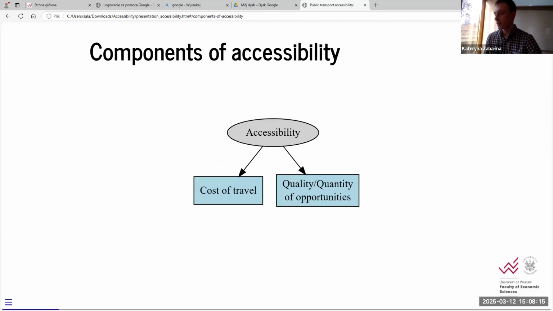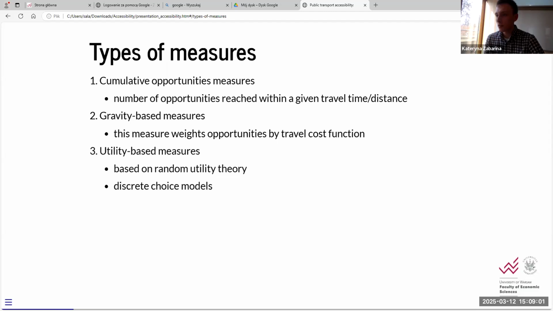So in this definition, we see that accessibility consists of two main components. The first one is cost of travel. So the further our destination is, the less eager we are to travel there. And the second component is quality of opportunities, which is what motivation we have to travel to certain destination, whether it is shop, school, or hospital. And to capture those two components, several types of measures were constructed.